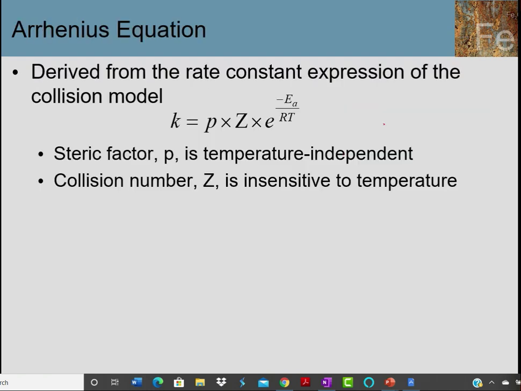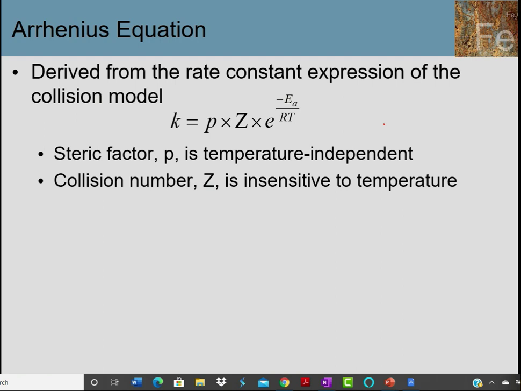Okay, let's math this up. So if we look at the equation we had earlier on, where P times Z times the F factor, which I put here as e to the negative Ea over RT, the steric factor doesn't matter with temperature.